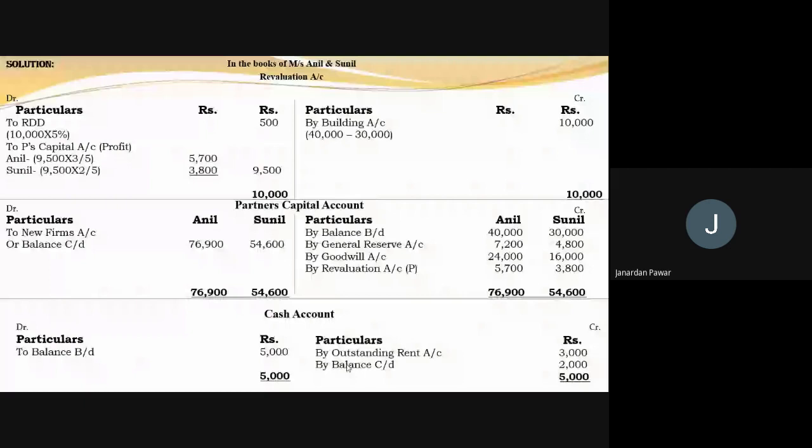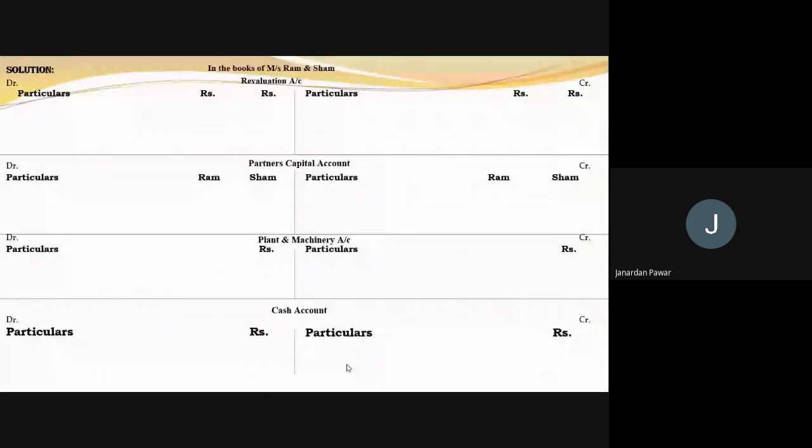Then in the books of Ram and Sham, we have to open 4 accounts: revaluation account, partners capital account, the asset which is not taken over by the new firm, that is plant and machinery account, and cash account, because there is one adjustment. First we have to transfer the capital balances of the respective accounts, that is by balance brought down rupees 60,000 for Ram and 20,000 for Sham.